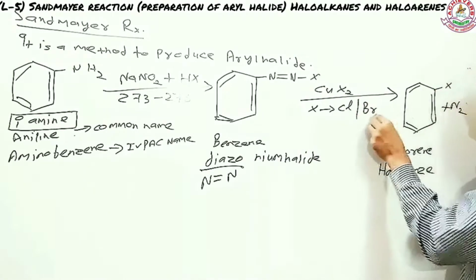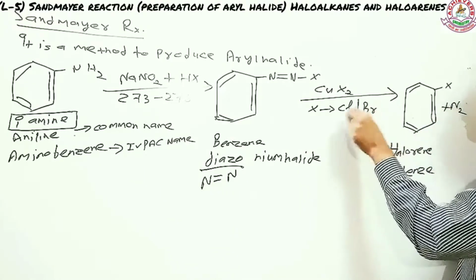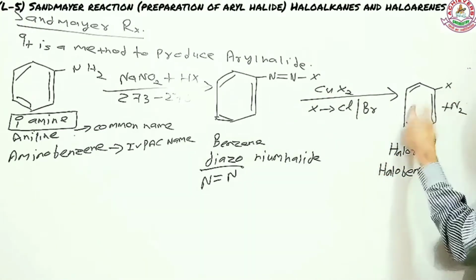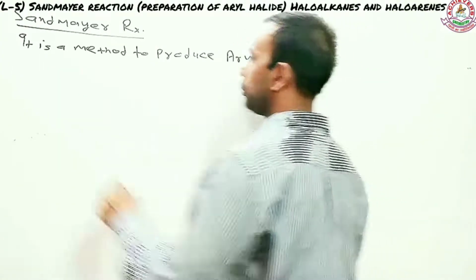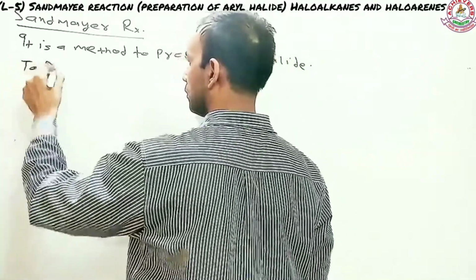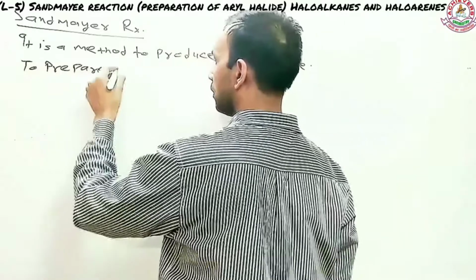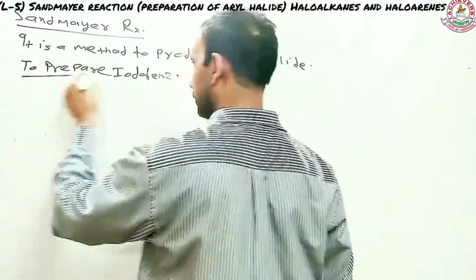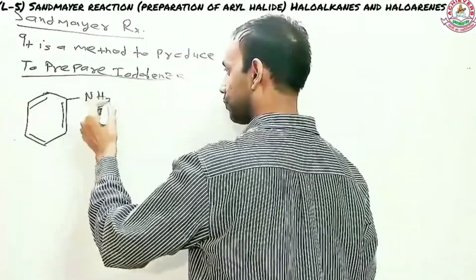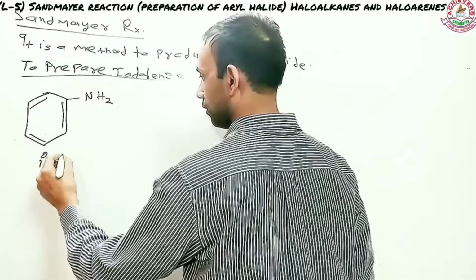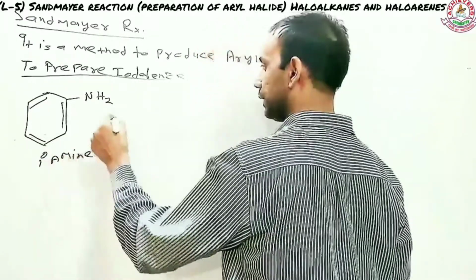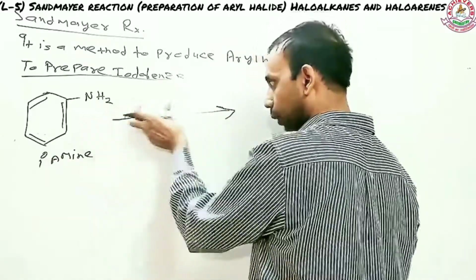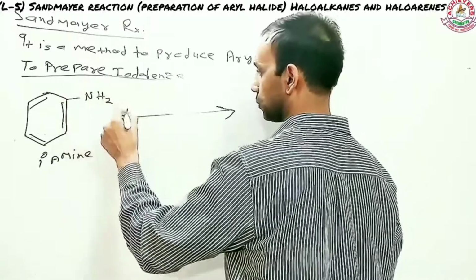Now, what if you have to prepare iodobenzene? That's something very important. In case you are willing to prepare chlorobenzene or bromobenzene, this reaction can be carried out. But if you need to prepare iodobenzene, then there is something else. To prepare iodobenzene, aniline, which is a 1 degree amine, is treated with, as I said earlier, nitrous acid. In case you have a problem with that, you can continue with the previous one.